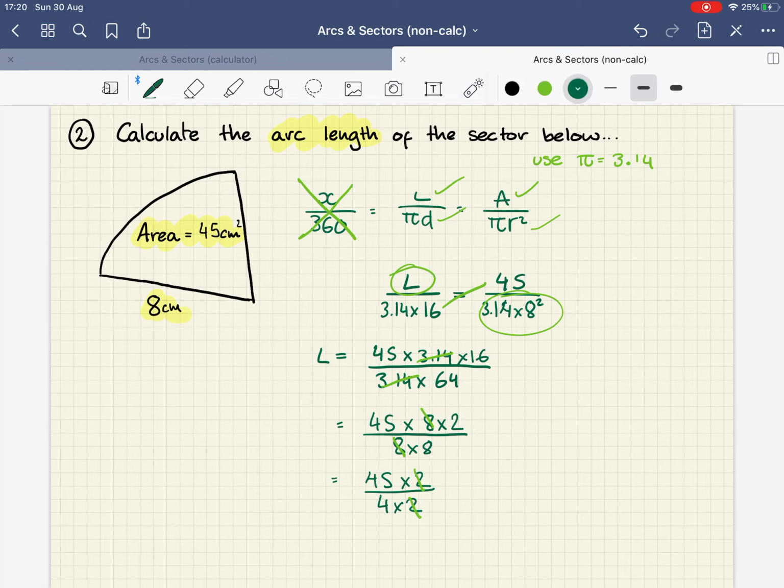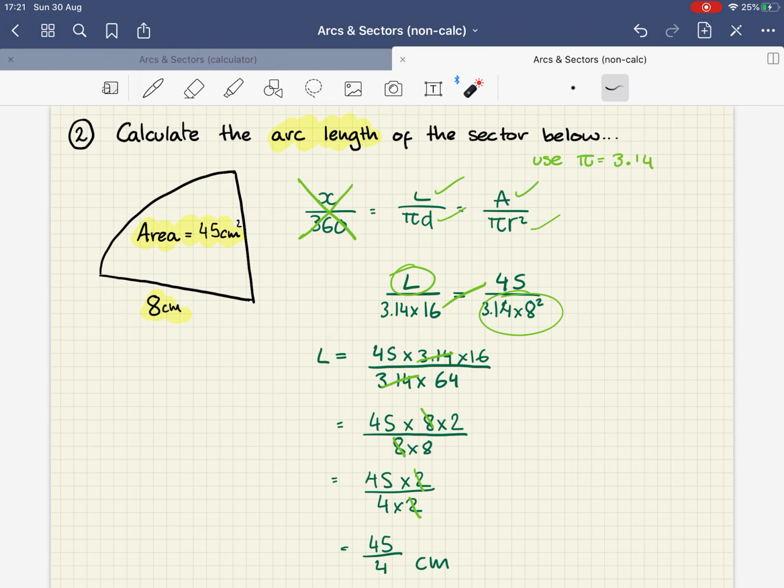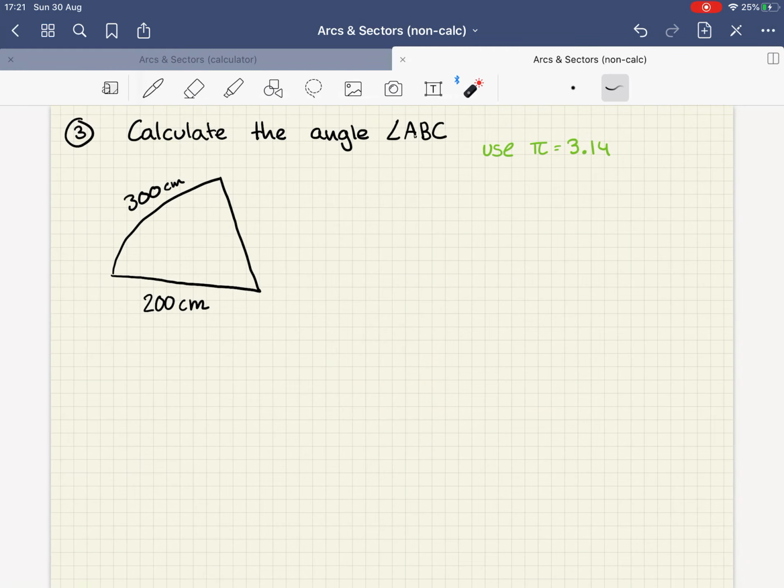Cancel those out. And so my final answer is 45 over 4 centimetres. And don't get thrown off if your final answer can't nicely simplify down to that fraction, or down to a simple number like this one here. Just go as far as you can, and if you do hit a point where you can stop, then don't be alarmed by it. Okay, and then the last question.